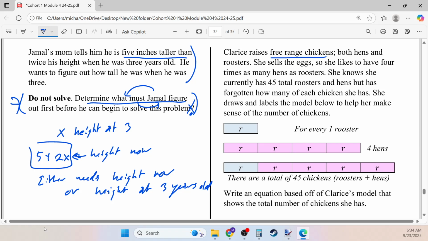Clarice raises free-range chickens, so do I, both hens and roosters. She sells the eggs, so she likes to have 4 times as many hens as roosters. This is a very low number of roosters for chickens. Usually you want to have between 8 and 12 hens per rooster, otherwise the roosters fight.